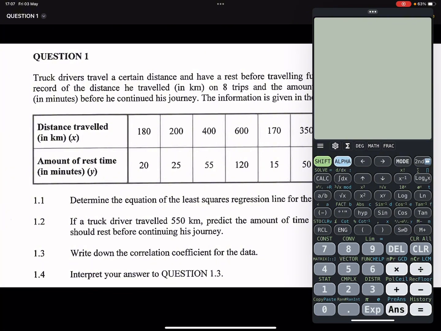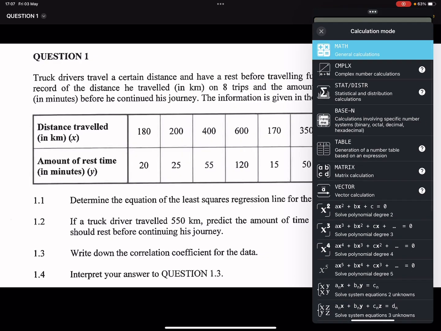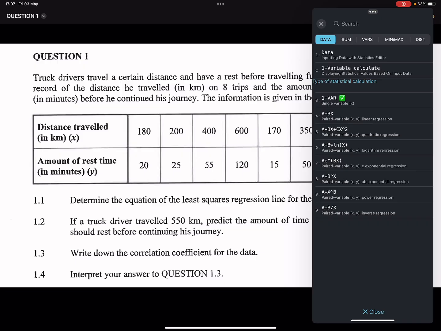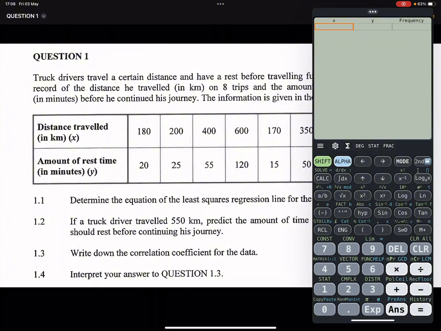The first question they wanted us to determine the equation of the least square regression line. And you'll see that after you've pressed mode and you press stat, option 2 has got that a plus bx. So you're going to press option 2 again. On my calculator, it almost looks similar. I'm going to press stat, and on my one it's option 4, that a plus bx. Okay, so now let's insert the data.